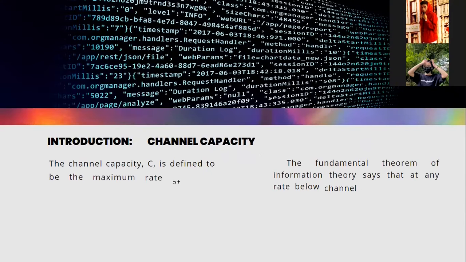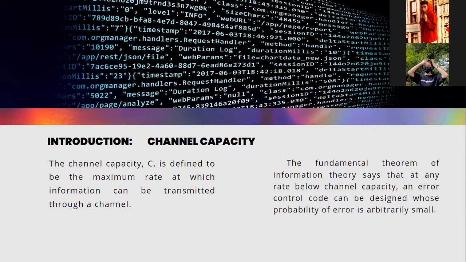So the first topic is the information or channel capacity. Let us first define channel capacity. Channel capacity, or C, is defined to be the maximum rate at which information can be transmitted through a channel. The fundamental theorem of information theory says that for any rate below channel capacity, an error control code can be designed whose probability of error is arbitrarily small.